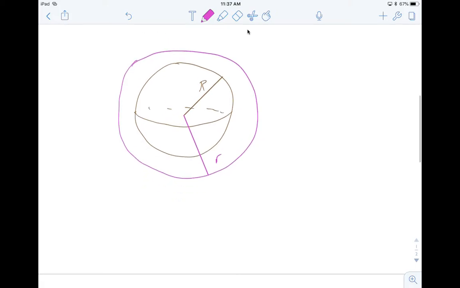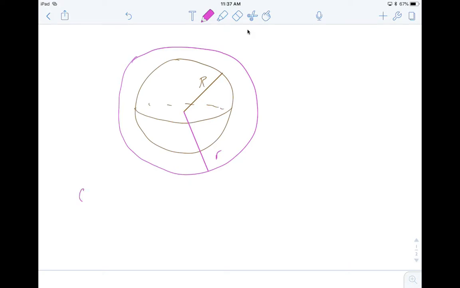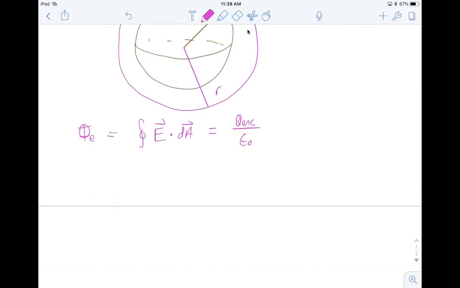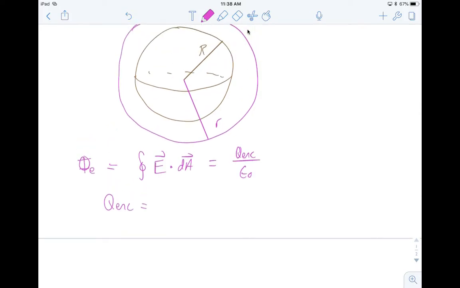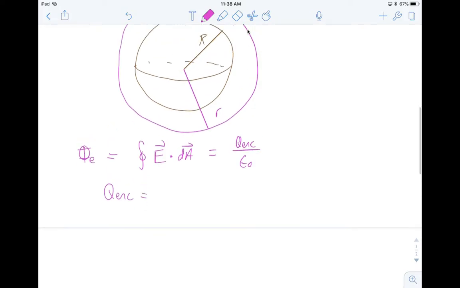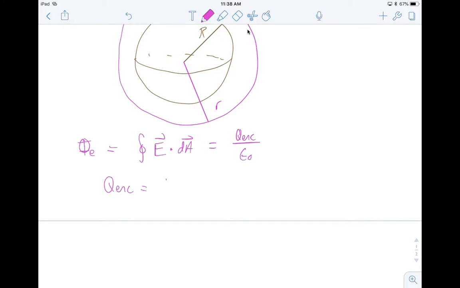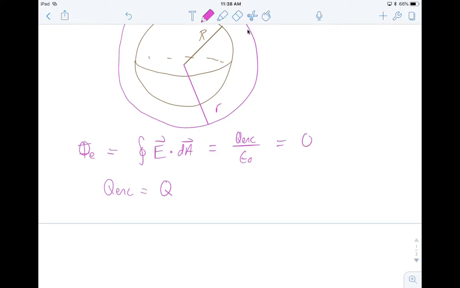What does Gauss's law say? Gauss's law says that the electric flux going through our surface is equal to the closed integral of E dot dA, which is equal to Q enclosed over epsilon naught. Let's deal with the right side of the equation. Since our Gaussian surface encloses all of the charge that we're dealing with, Q enclosed is equal to just big Q.